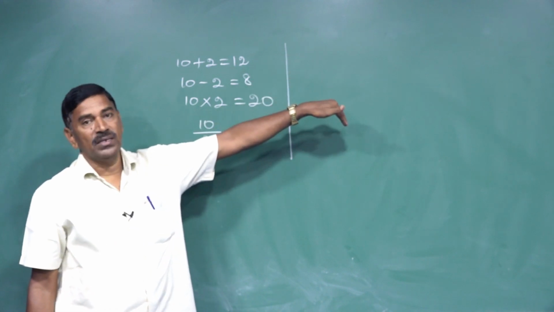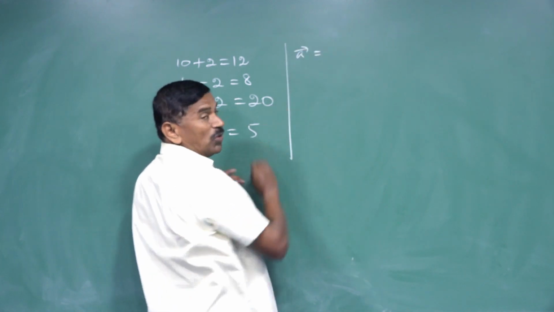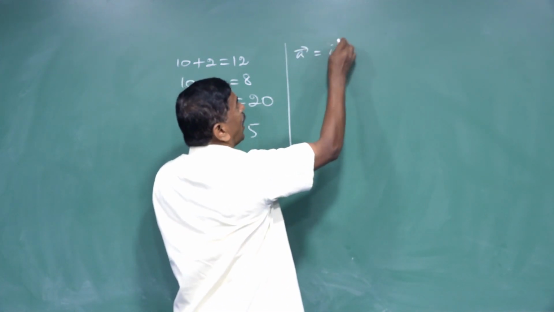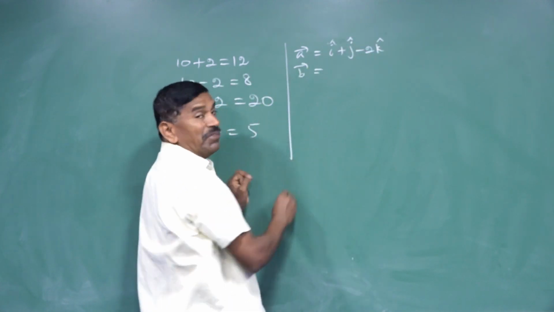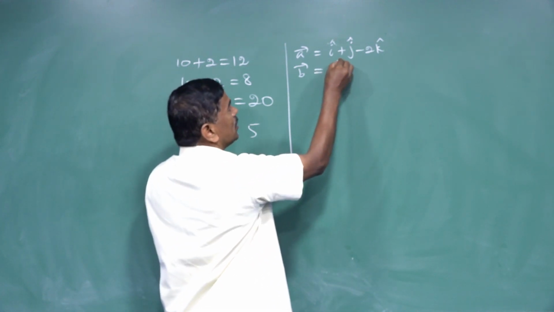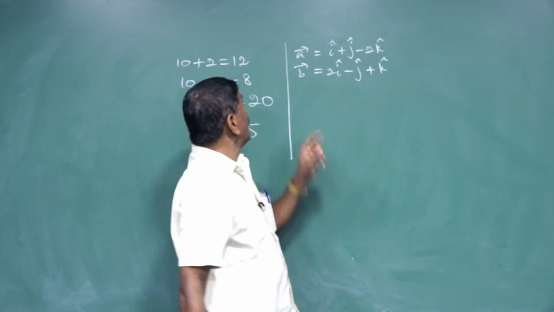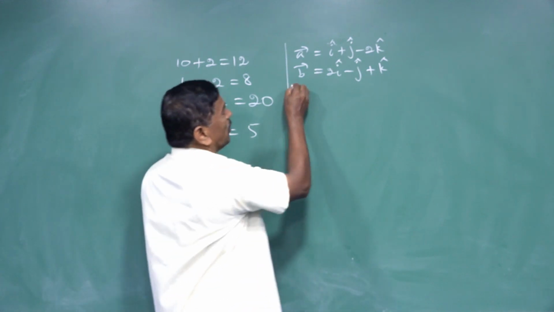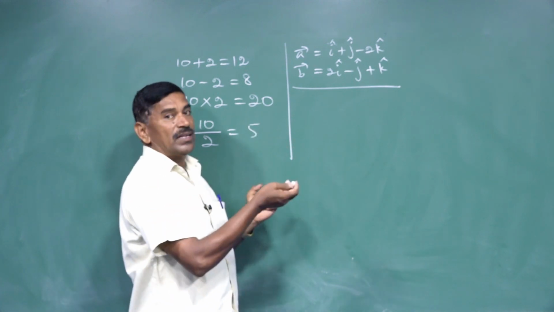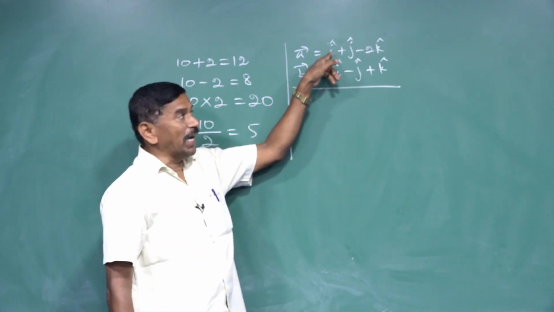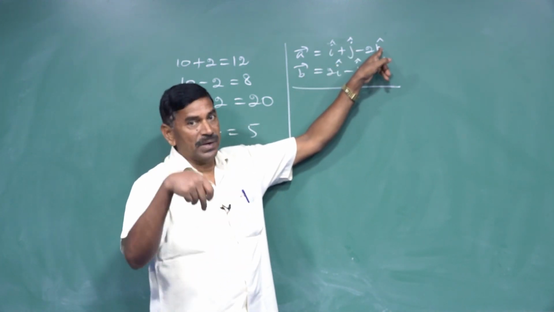Okay, now come to our chapter, vector algebra. In vector algebra, say for example, suppose A vector is equal to i cap plus j cap minus 2k cap. Suppose B vector is equal to 2i cap minus j cap plus k cap. Now I want to add. Whether addition of two vectors is possible or not? Good, possible. Okay, how to add? Very good. That is i cap separate addition, j cap separate addition, and k cap separate addition.